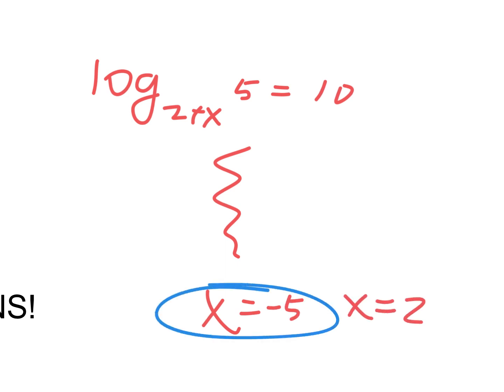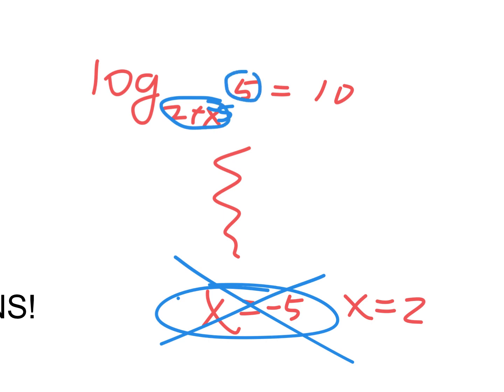Do you remember this deal where if I take the -5, put it back in the problem, and it causes it to fail? That can't be allowed then. It's called an extraneous answer. That's one of the tricky things that gets you. So watch out for all your answers: if you plug your answers back in, they can't make the argument or the base negative. That's one of the things that'll get you.